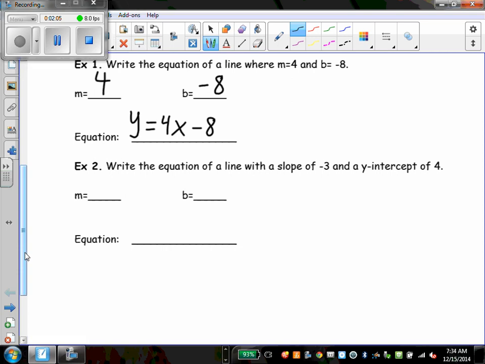Example 2, write the equation of a line with a slope of -3 and a y-intercept of 4. This one's more just about vocab. Remember that slope is m and y-intercept is b. That being said, m is -3 and b is 4, so our equation ends up being y equals -3x plus 4. And that problem is done then. So that one was really just about knowing the vocab, knowing that slope is m and the y-intercept is b.